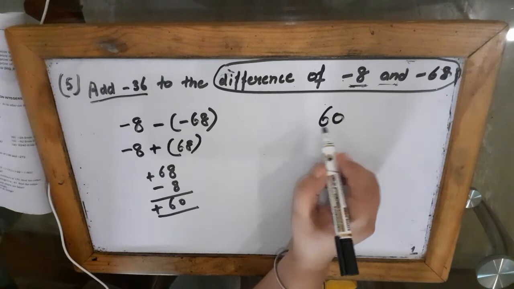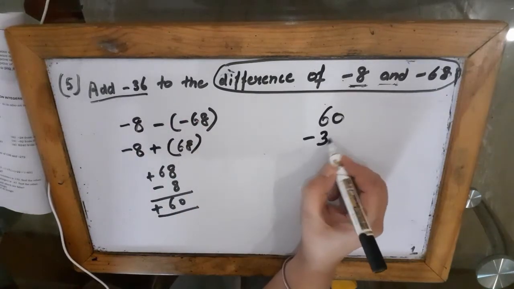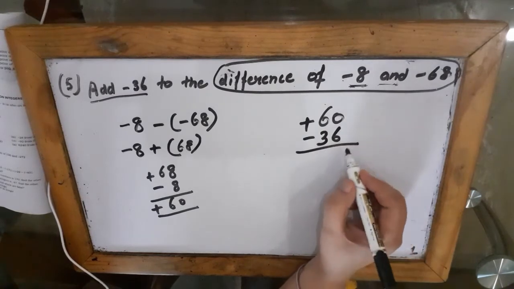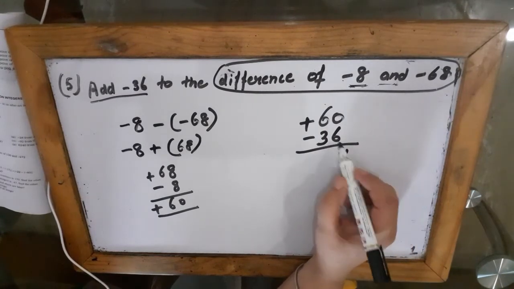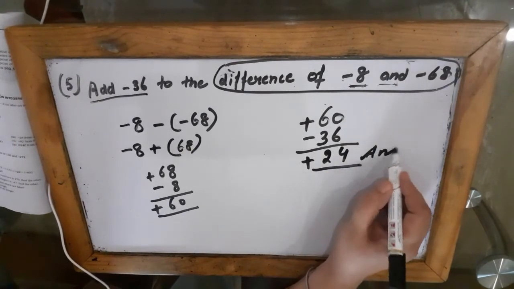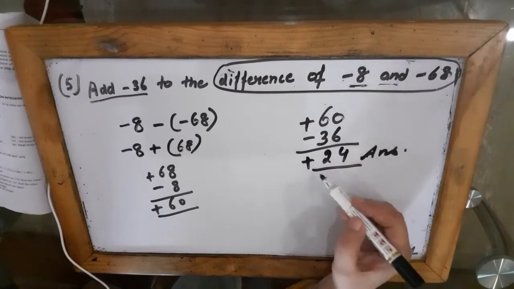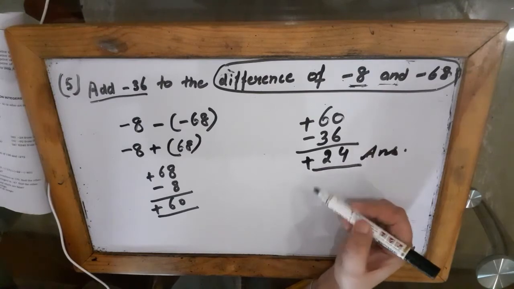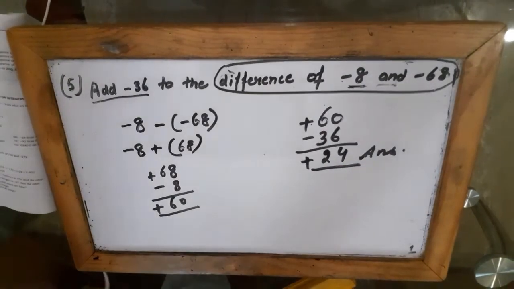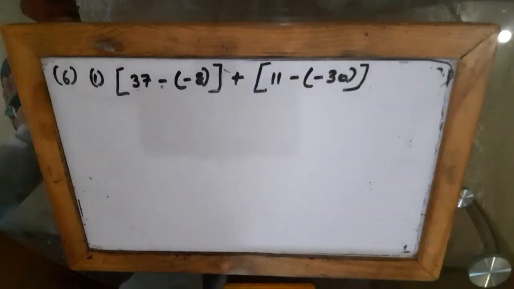So to 60 I have to add minus 36. One is positive, one is negative, so I have to subtract them. So the answer will be plus 24, because this integer is bigger, so my answer will be positive only. So positive 24 is the answer of the fifth one. I come to the sixth question.